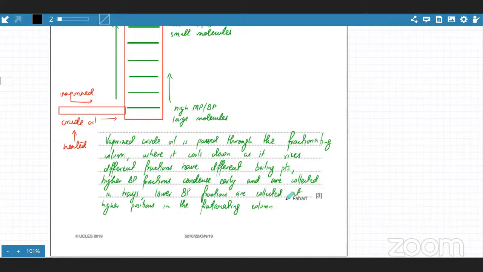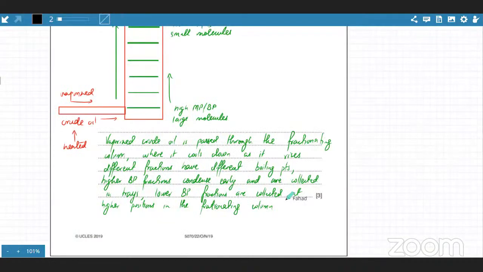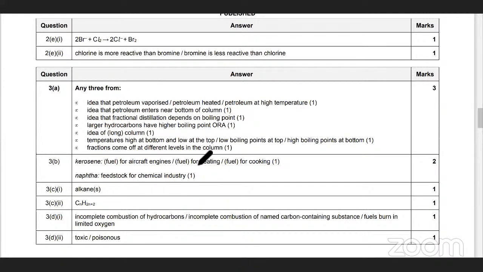So I have the marking scheme in front of me now. You had to describe fractional distillation of crude oil, so it was a very general, open-ended question. You could have written pages on this. So it was just a 3-mark question. If you look over here, they're mentioning everything. The idea that petroleum is vaporized, we did mention that. The idea that petroleum enters near the bottom of the column. So we had this chamber, and the vaporized petroleum was entering at the bottom. That's also correct. So we've gotten 2 marks.